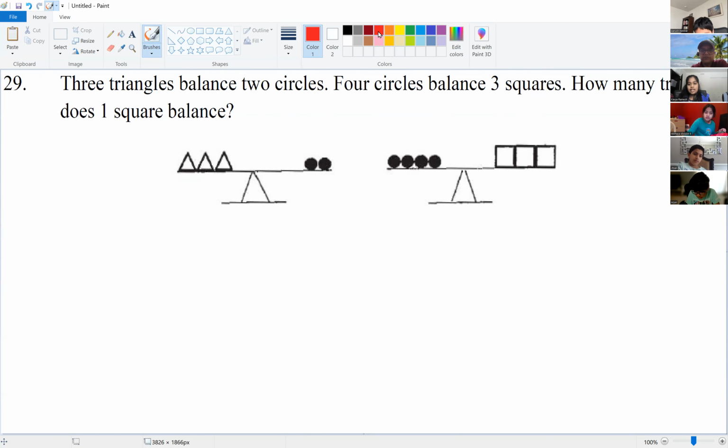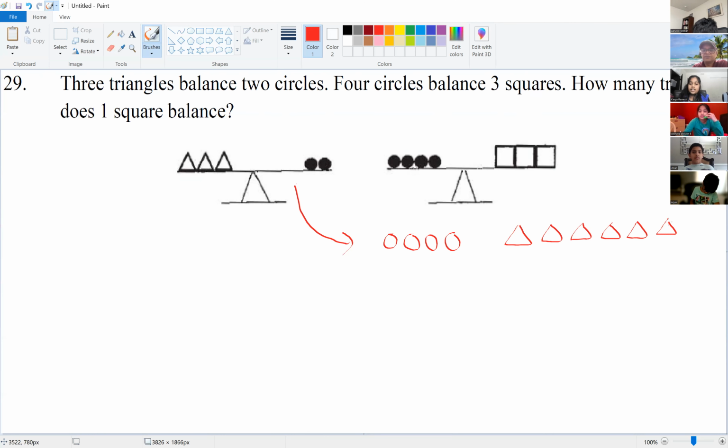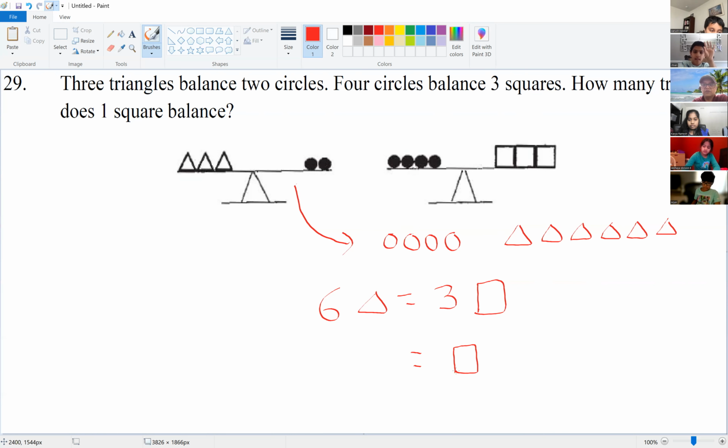So that means 4 circles would be how many triangles? 6 triangles. Very good. And then 6 triangles equals 3 squares. So divide 3 squares by 3, and divide the 6 triangles by 3, and then you would get 2 triangles equals 1 square. So 1 square will be 2 triangles. Once I saw the question, then I understood it. All right, Jidvan.